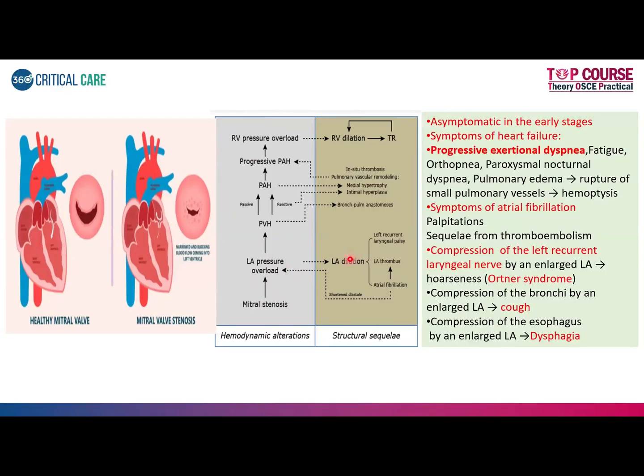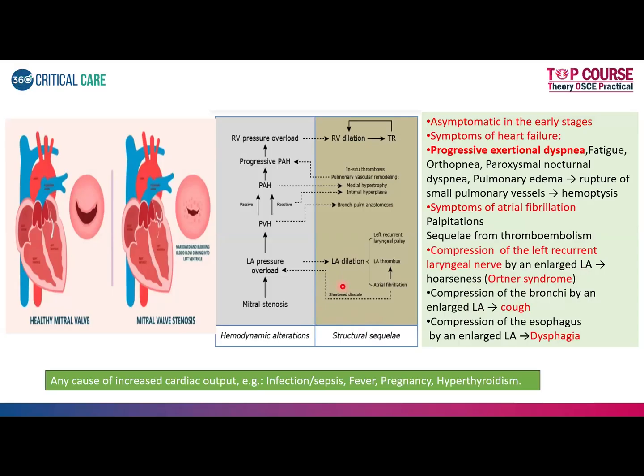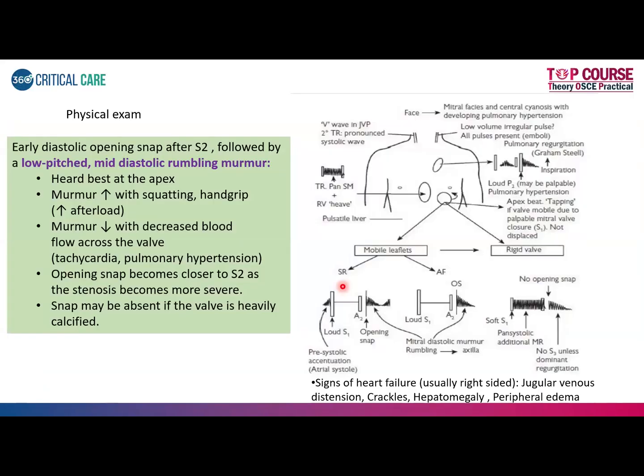So, what will the patient present with? Initially the patient will be asymptomatic, but later on can develop symptoms of heart failure, progressive exertional dyspnea. Atrial fibrillation symptoms might also be present. A patient can come with what is called Ortner syndrome, where there is compression of the left recurrent laryngeal nerve. They can present with cough as well as dysphagia. Any cause of increased cardiac output can further lead to worsening of this condition because of reduced diastole.